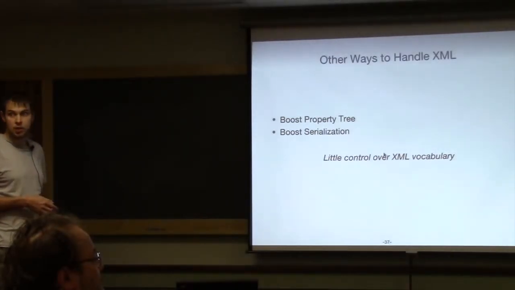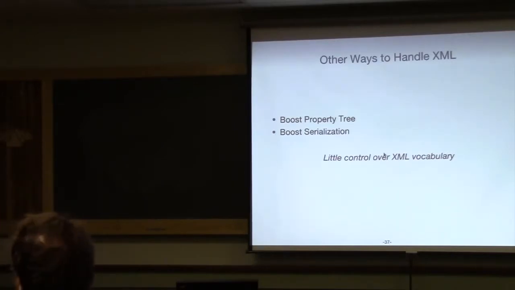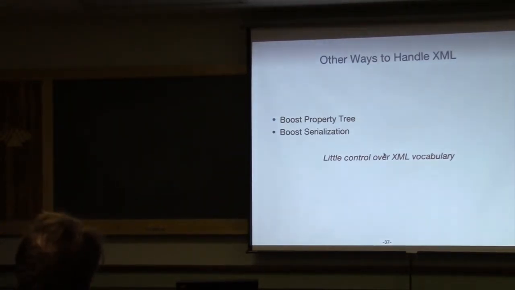Okay, any other questions? Partially in answer to that question, part of the motivation for adding raw string literals to C++11 was to make it easier even to write XML using regular C++ IO.